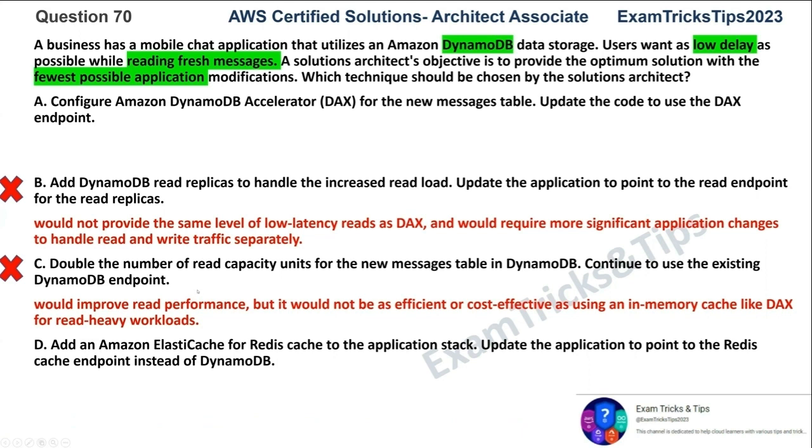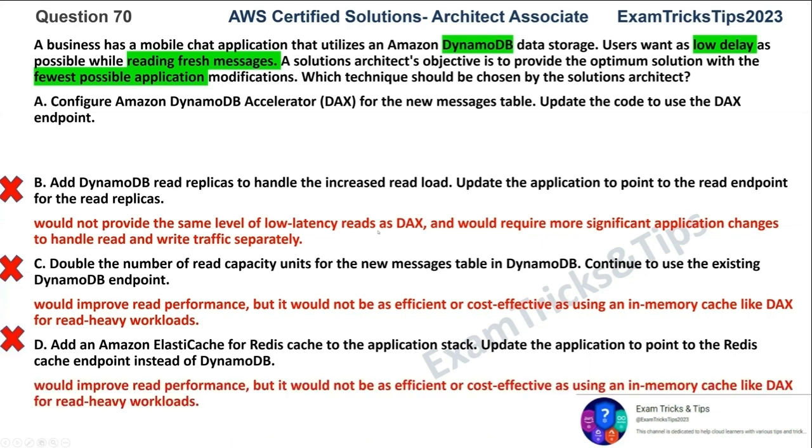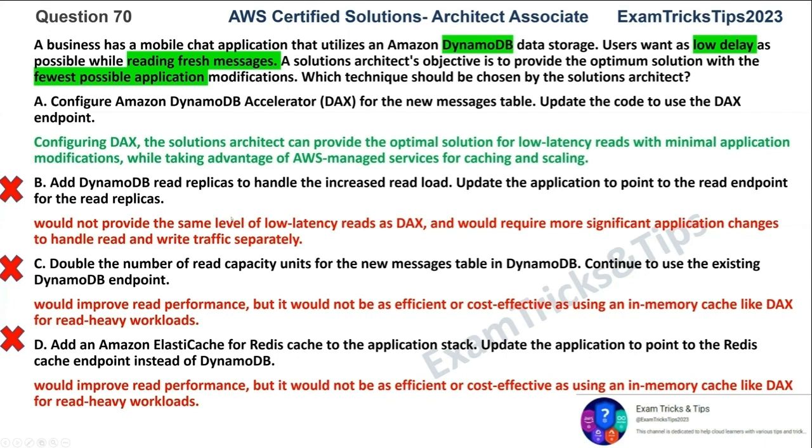Option D says let's use ElastiCache for Redis cache in the application stack, and update the application to the Redis cache endpoint instead of DynamoDB. Now this will improve the read performance, but this is not a purpose-built solution for DynamoDB. This will not be as efficient or cost-effective as using an in-memory cache like DAX. So it's a very simple problem. If you know DynamoDB and usage of DAX, you'll be able to answer this very quickly. This problem doesn't really warrant elimination of options. You should just go for the correct answer, which is option A here, usage of DAX for improving the read latency. So that's the correct answer for this particular question.